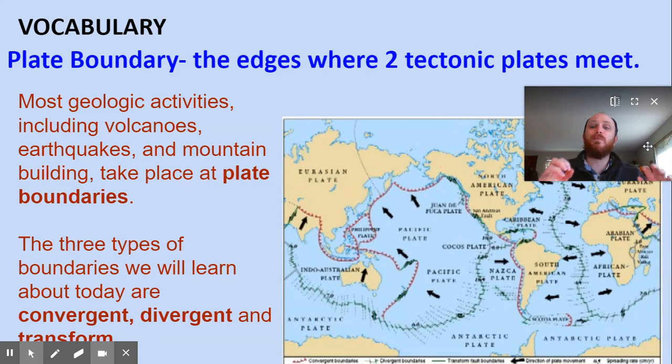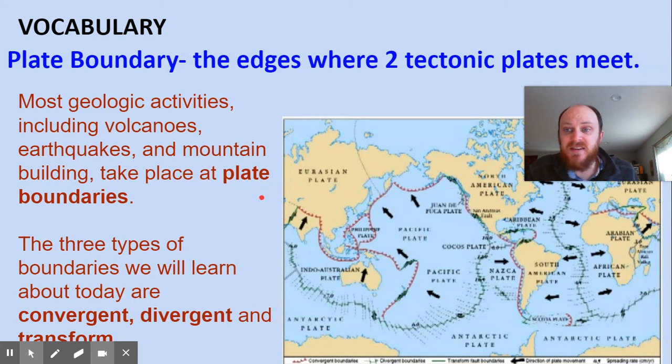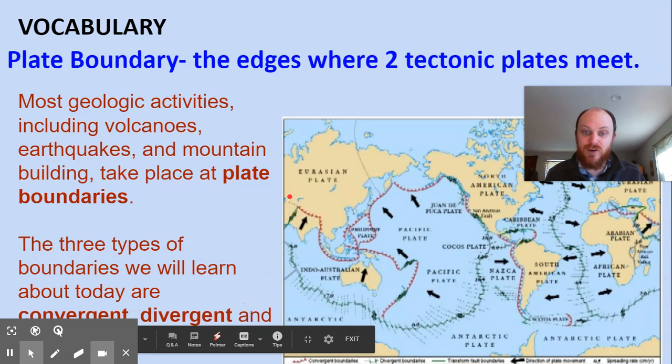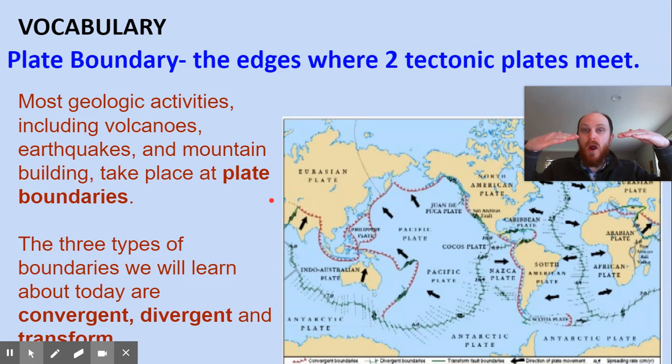So we're talking today about plate boundaries, which are where 2 tectonic plates meet. It's the boundary between 2 plates. That makes sense. A lot of geologic activities like volcanoes, earthquakes, where mountains are formed, they take place at plate boundaries, and we're going to learn the 3 different types: convergent, divergent, and transform, and they have everything to do with just how they are moving relative to each other.